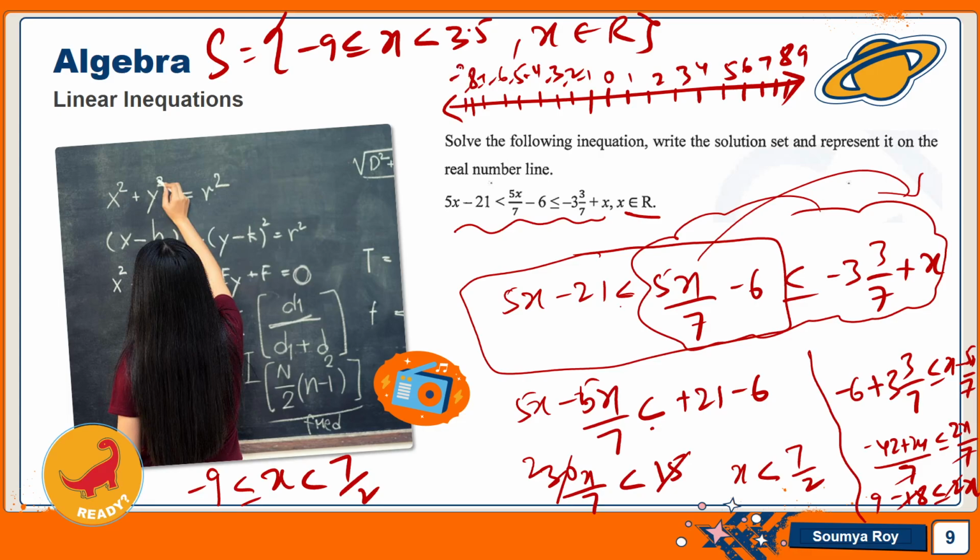See, x is greater than or equal to minus 9, because it's greater than or equal to, as I told you, you'll be drawing a darkened circle, not a hollow circle, on this side. And less than 3.5, so 3.5 is somewhere here. We'll go on darkening this part, and we will reach here with a hollow circle, because this is a less than sign, that's why this is a hollow circle. So that's what it is from this side.